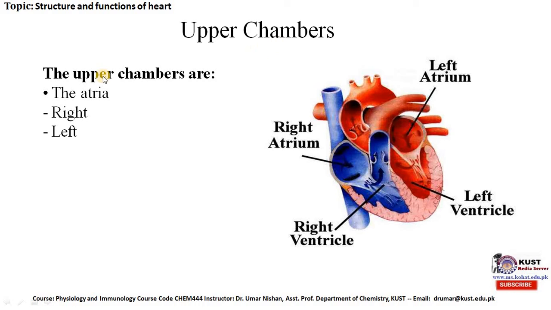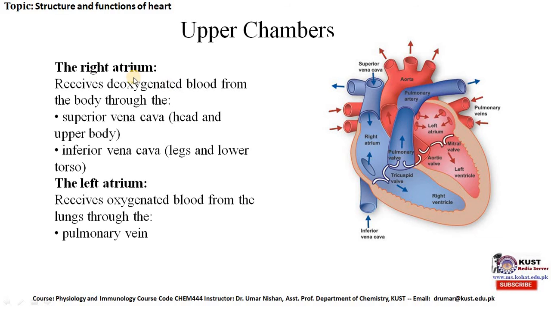Now the upper chambers. The upper chambers are the atria, right and left. So this is the right atrium, this is the right ventricle, this is the left ventricle, and this is the left atrium. The right atrium receives deoxygenated blood from the body through the superior vena cava, from the head and upper body. You can see here the superior vena cava. The inferior vena cava carries blood from the legs and lower torso. You can see here the inferior vena cava.